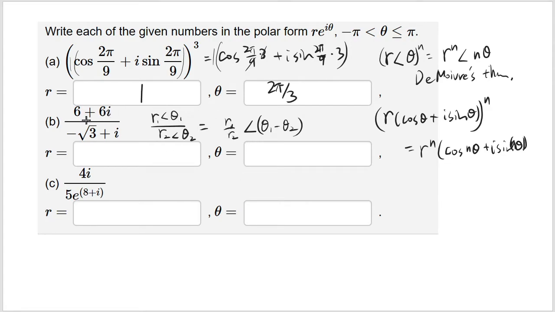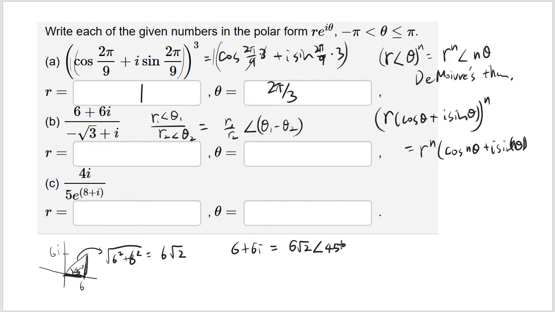Alright, now I'm saying this because 6 plus 6i is easily drawn. It's 6 and 6i, and it's like this. And this angle would be 45 degrees because it's an isosceles right triangle, right? These two lengths are the same. And this length here would be square root of 6 squared plus 6 squared, and that would be 6 times radical 2. So the top one, 6 plus 6i, can be replaced as 6 radical 2 and then angle of 45 degrees.